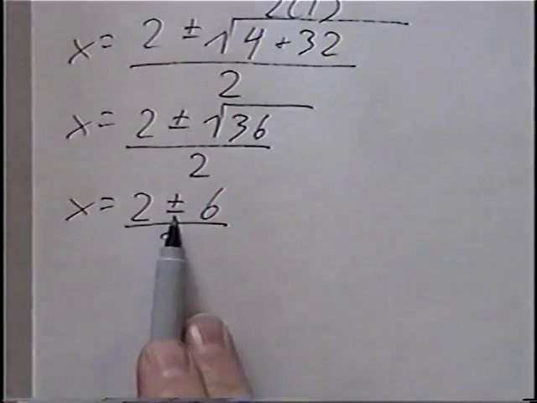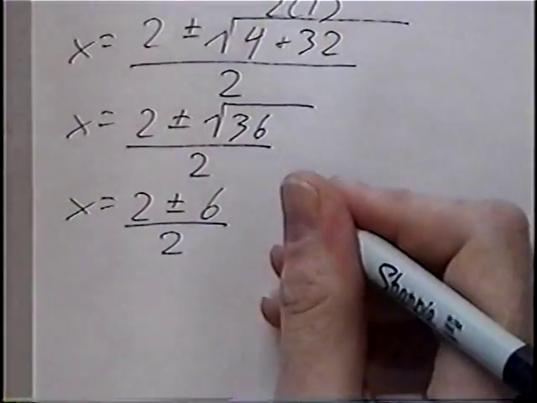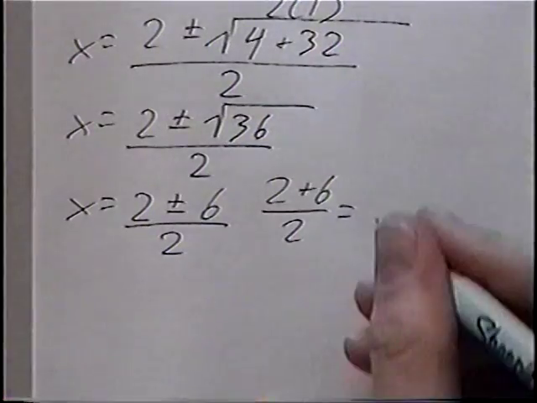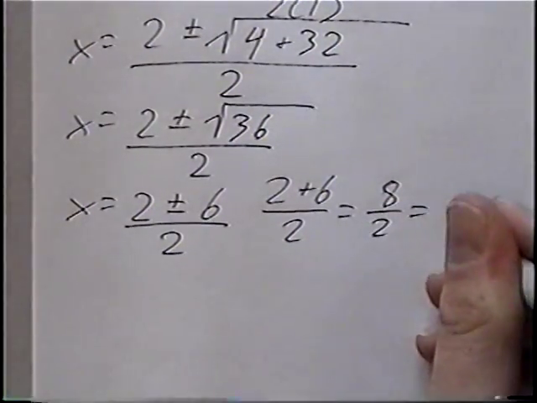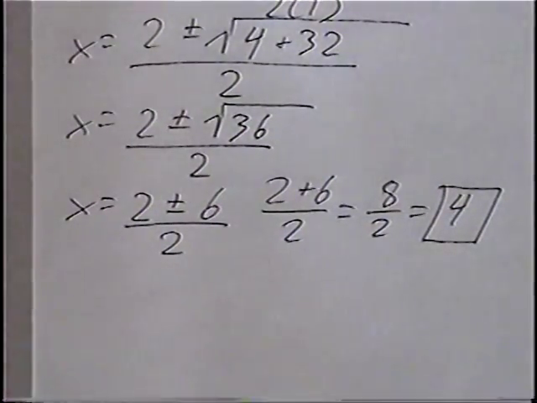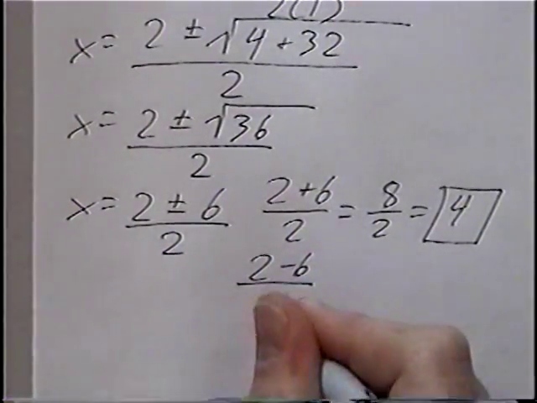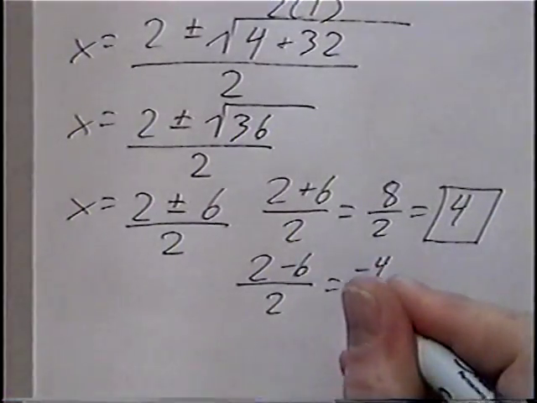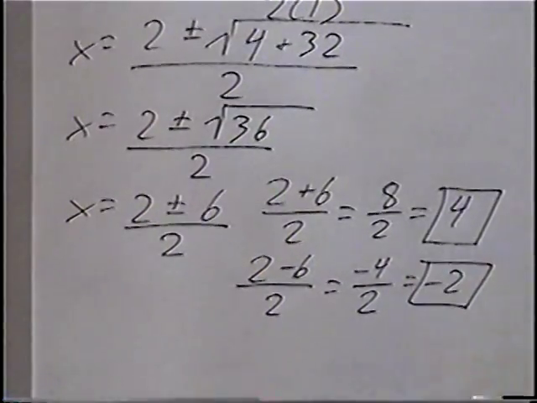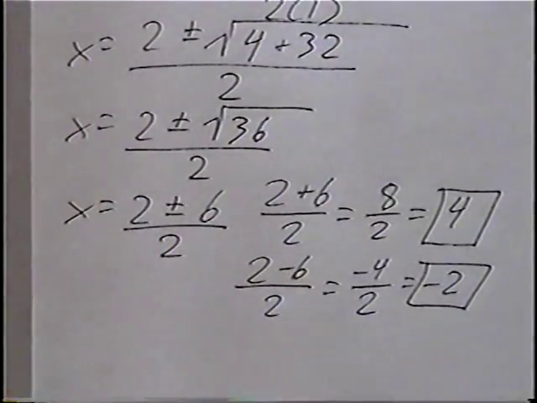Solving from here, the plus or minus sign means we'll have 2 plus 6 and also 2 minus 6. If we do the first answer as 2 plus 6 divided by 2, 2 plus 6 would be 8. 8 divided by 2 would be 4. So our first answer would be x equals 4. And our second answer, we can do 2 minus 6 divided by 2, which would be -4 divided by 2, which would be -2. So we'll have two answers, x equals +4 and x equals -2.